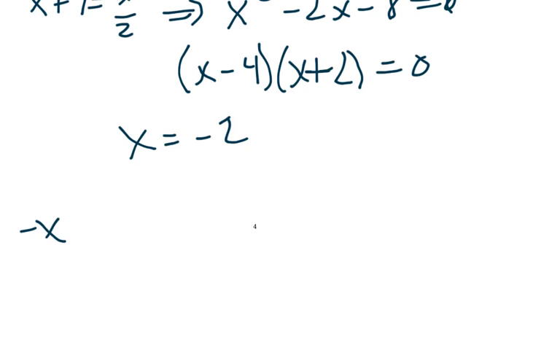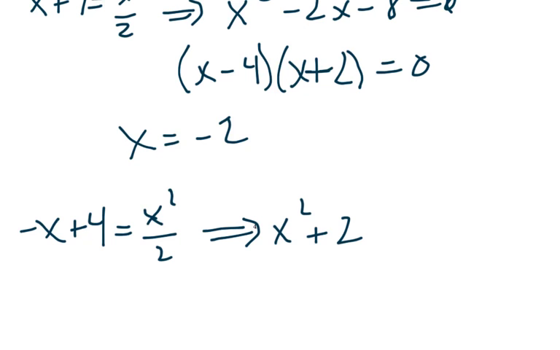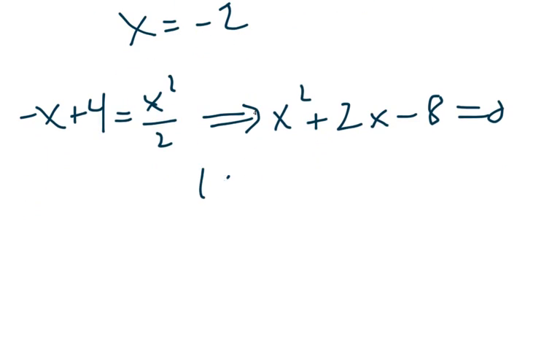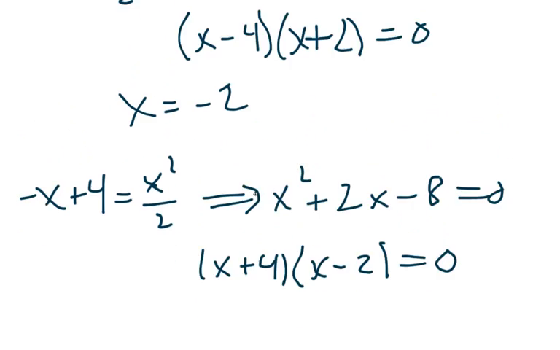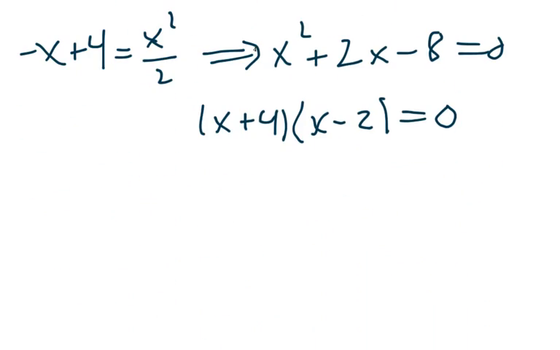The other point is minus x plus 4 is equal to x squared over 2, which in turn, similarly, gives x squared plus 2x minus 8 is equal to 0, or (x plus 4)(x minus 2) is equal to 0, and this has to be the positive one, so we want x equals 2 as our other bound. Okay.